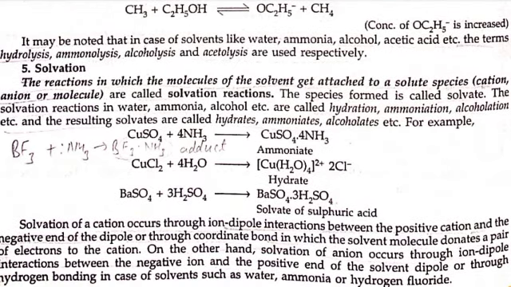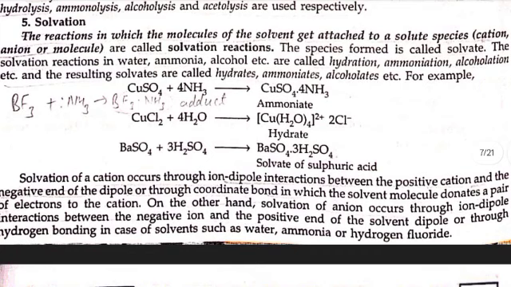It may be noted that in the case of solvents like water, ammonia, alcohol, acetic acid, etc., the terms hydrolysis, ammonolysis, alcoholysis and acetolysis are used respectively. Solvation. The reactions in which the molecules of the solvent get attached to a solute species, cation, anion or molecule, are called solvation reactions. The species formed is called a solvate. The solvation reactions in water, ammonia, alcohol, etc. are called hydration, ammoniation, alcoholation, etc. and the resulting solvates are called hydrates, ammoniates, alcoholates, etc.